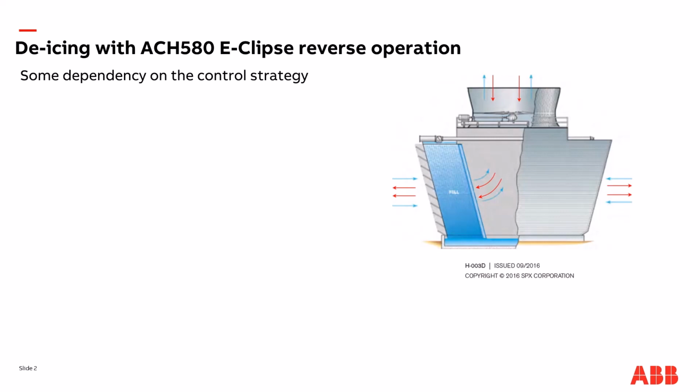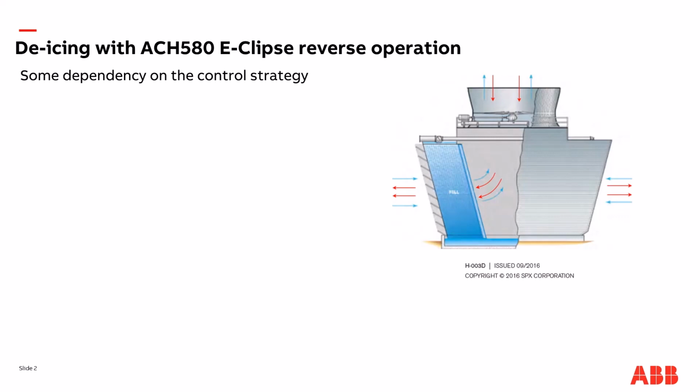The most common way to control ice on a cooling tower with an ACH580 E-Clipse bypass system is to run the cooling tower in reverse. What this does is force warm air over the iced surfaces, which melts the ice. The picture to the right is a simplified representation of a cooling tower, and as drawn here, the blue arrows indicate the direction of airflow during normal operation. So cool air is drawn in from the sides and passes over the hot water, extracting heat in the process. The warm air is then exhausted out the top, and it's these inlet louvers on the intake side that can become iced over in cold weather if it's not managed properly.